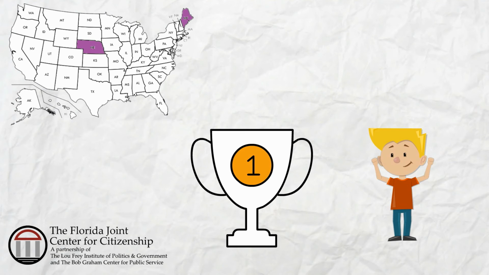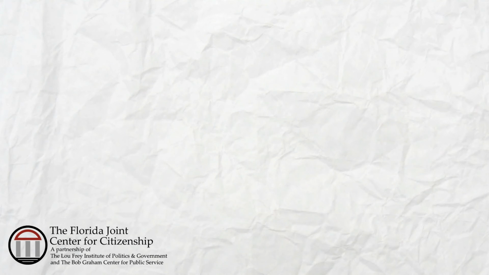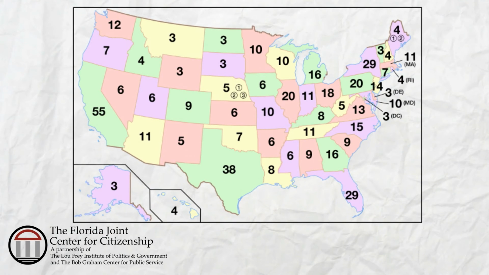2 states, Maine and Nebraska, have proportional votes, meaning the candidates receive a percentage of the state's electoral votes based on the percentage of popular votes they received. Remember, each state has a different number of electoral votes. How many does your state have?